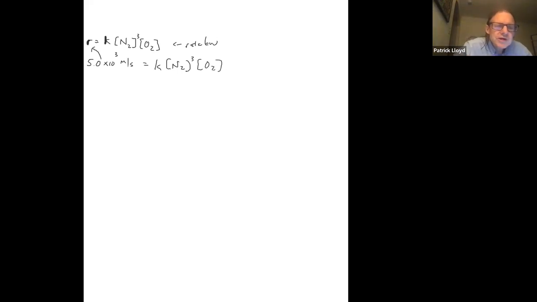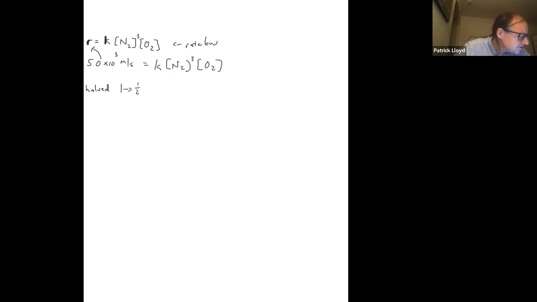What would the initial rate be if the concentration of N2 were halved? Now, be careful. Halved, what does that mean? Halved means you go from 1 to a half. You're cutting something in half, right?